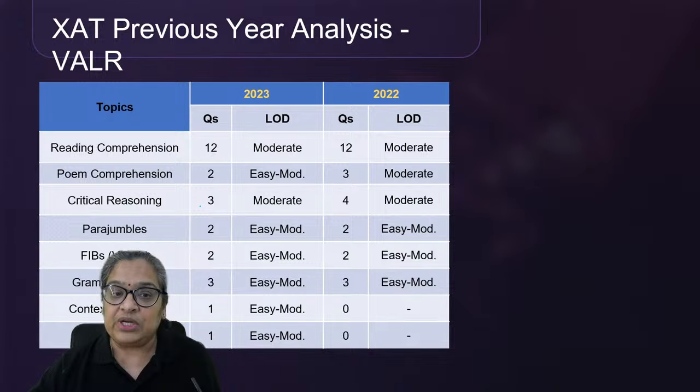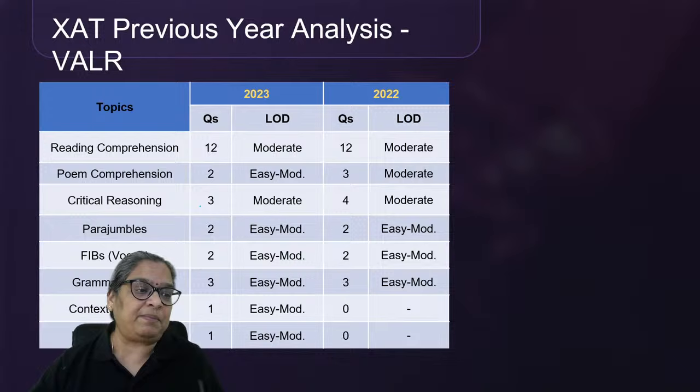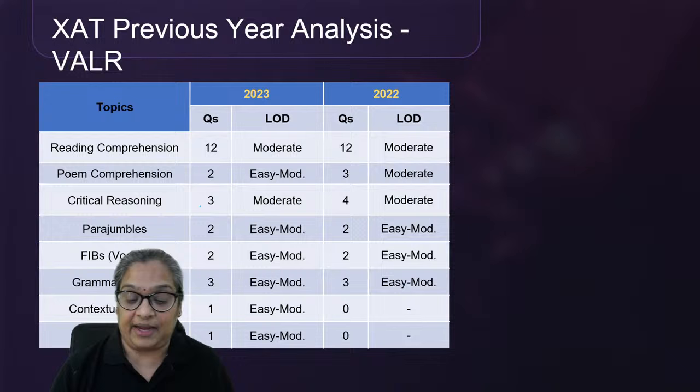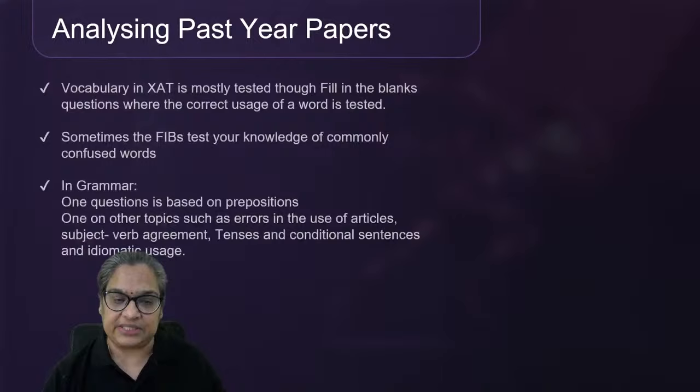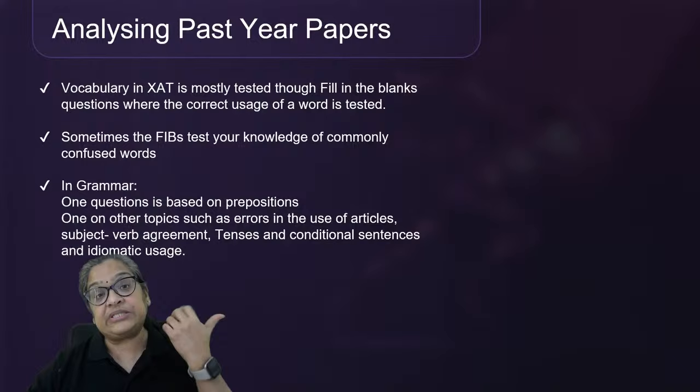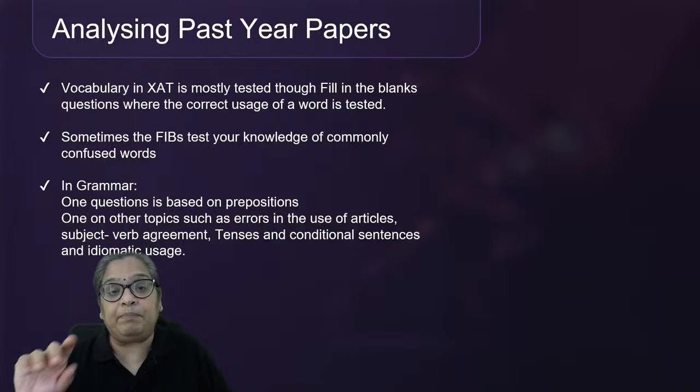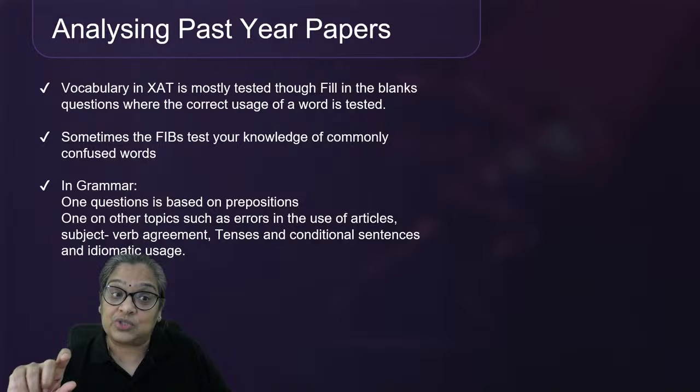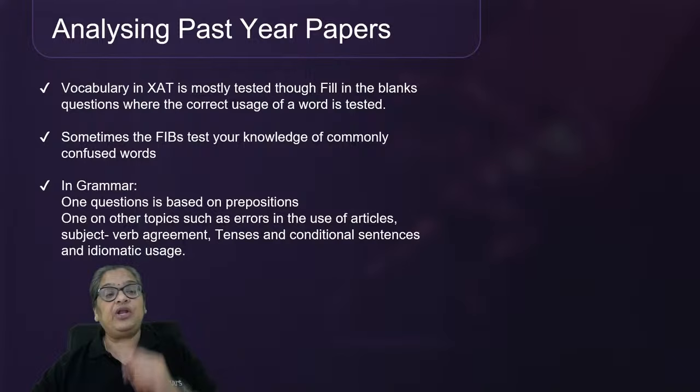The reading comprehension passages are generally moderate. The others are easy to moderate. The reason we call the reading comprehension passages moderate is that the options are slightly ambiguous. Sometimes the passages are difficult to read. The poems look difficult, but there are generally 1 or 2 questions. Poems are very short, so do try to attempt the poems. They won't take you much time. Today, we're looking at grammar and vocabulary. So let's get on to grammar and vocabulary.